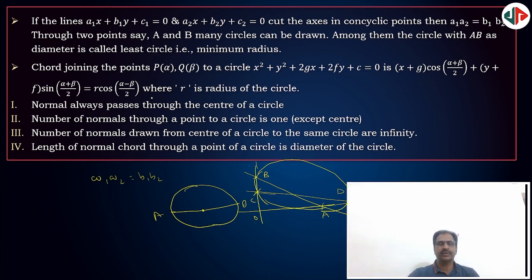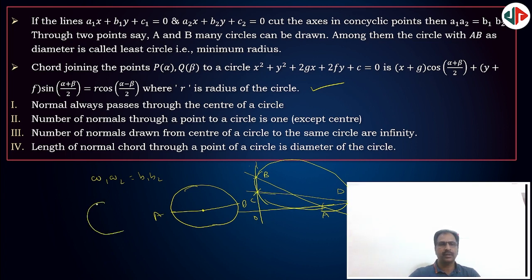Next, the equation of a chord joining two parametric points on the circle: (x + g) cos((alpha + beta)/2) + (y + f) sin((alpha + beta)/2) = r cos((alpha - beta)/2). So that is the formula for the equation of a chord when two points are given in parametric form.